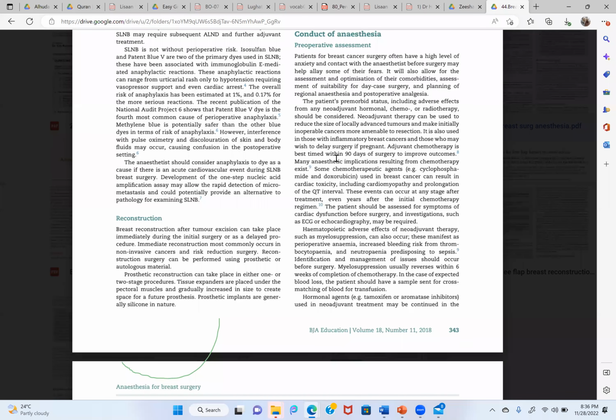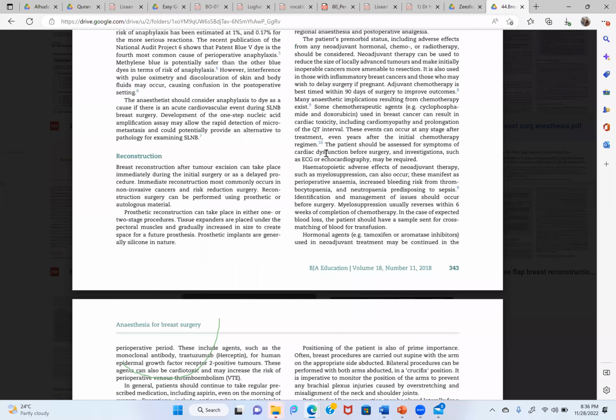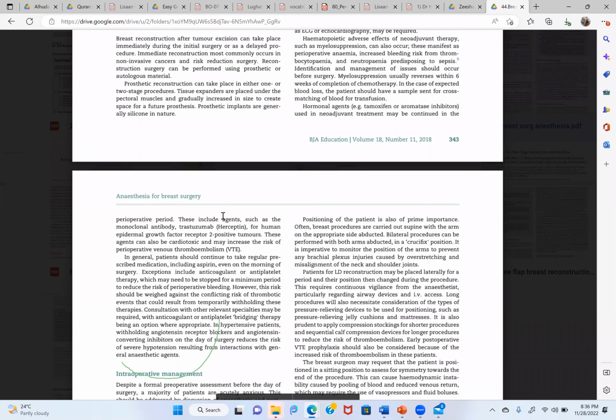So they have a baseline echo or ECG, so that they can track any change. And of course, I missed one thing. Thank you very much.